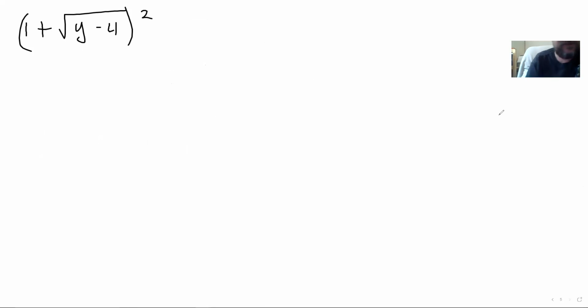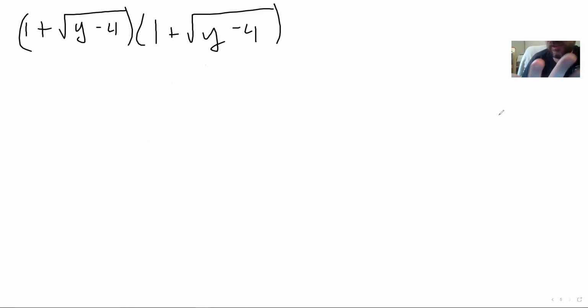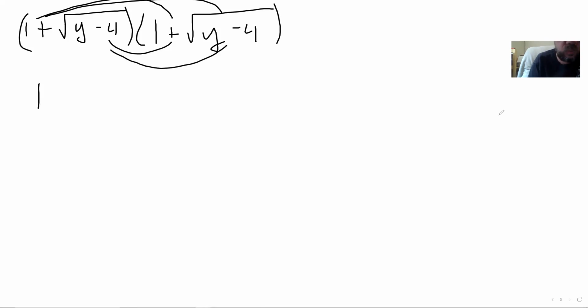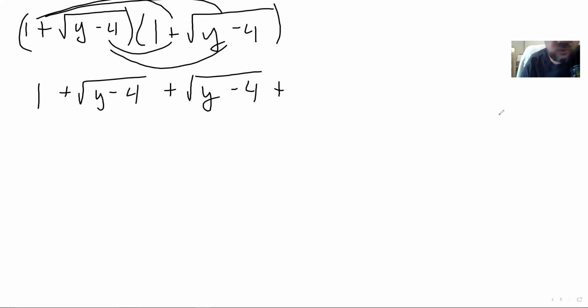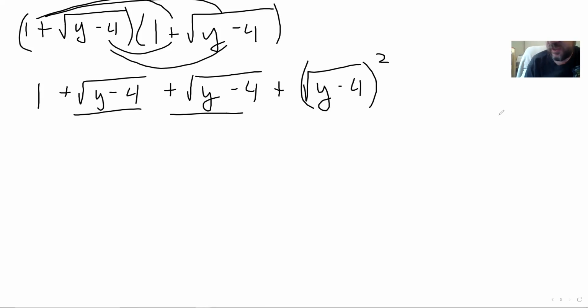So that's the same thing as having this, which is two binomials. Well, not exactly binomials since they're not polynomials, but two things with two terms in them. So I have to FOIL, right? Here, here, here, here. So 1 times 1 is 1. 1 times square root of y minus 4 is square root of y minus 4, plus another copy of the square root of y minus 4, plus square root of y minus 4 squared. So this and this are the same thing, so it's really just two of them.